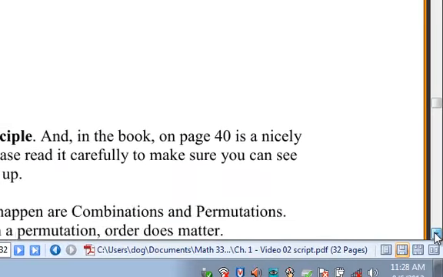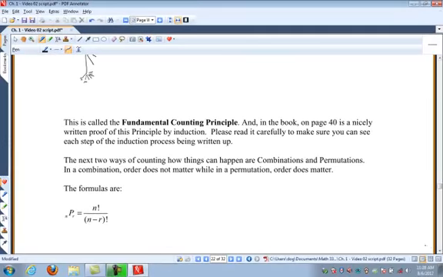This is, however, called the fundamental counting principle, and in the book on page 40 is a nicely written proof of this principle by induction. So this is why we went through induction, so you could see a proof of the fundamental counting principle. I want you to read the proof very carefully and make sure you can see each step of the induction process being written up in that proof.